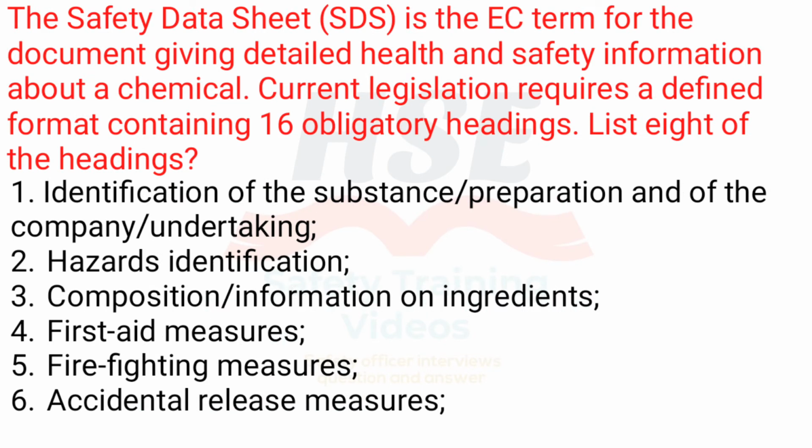The Safety Data Sheet, SDS, is the EC term for the document giving detailed health and safety information about a chemical. Current legislation requires a defined format containing 16 obligatory headings. List 8 of the headings. 1. Identification of the substance, preparation and of the company/undertaking. 2. Hazards identification. 3. Composition, information on ingredients. 4. First aid measures.